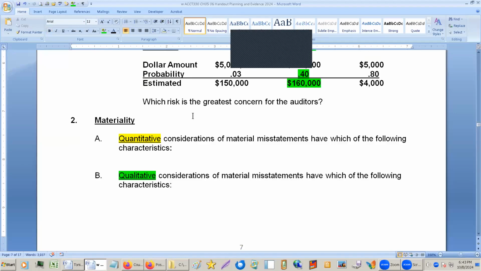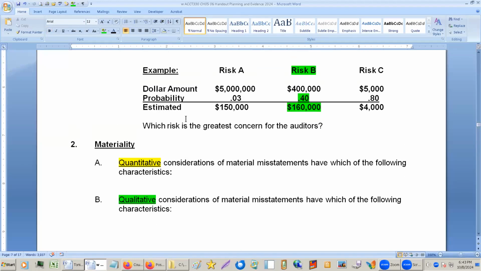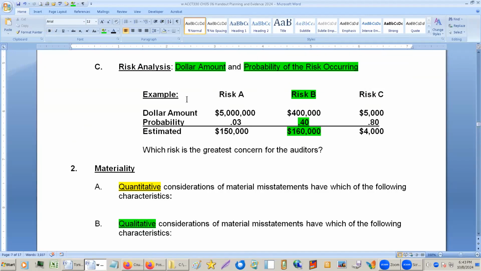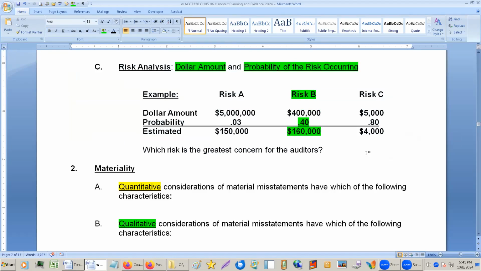And most CPA firms will have a handle on how they evaluate those. And by the way, all of this would be documented. If these are the risks you came up with, you document all of these and whatever you plan to do for them. You'll have something of what you're going to do. What are you going to do for risk A? What are you going to do for risk B? What are you going to do for risk C?